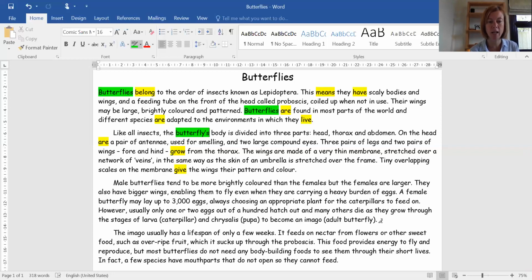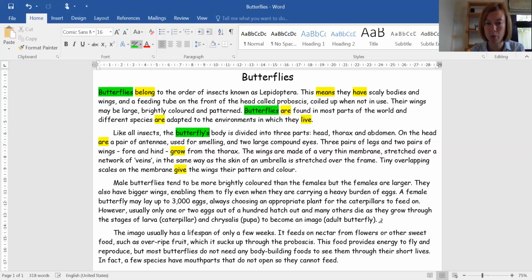The imago usually has a lifespan of only a few weeks. It feeds on nectar from flowers or other sweet food, such as overripe fruit, which it sucks up through the proboscis. This food provides energy to fly and reproduce, but most butterflies do not need any bodybuilding foods to see them through their short lives. In fact, a few species have mouth parts that do not open, so they cannot feed.